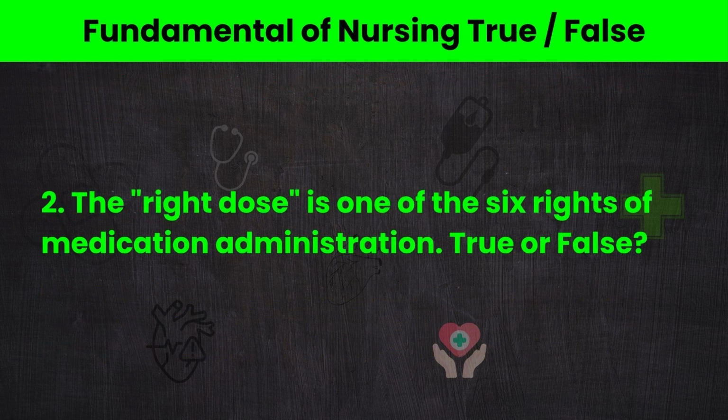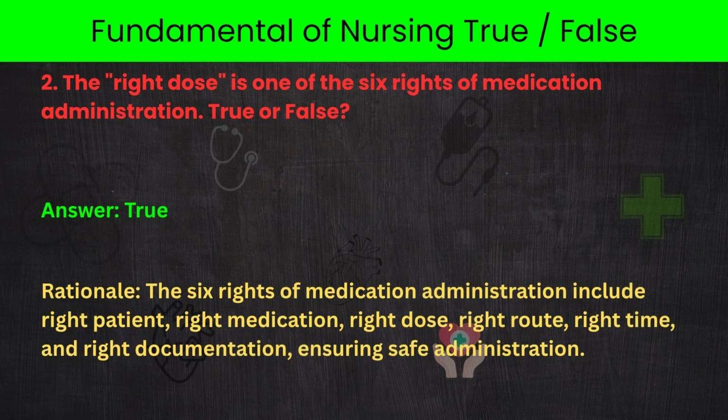2. The right dose is one of the 6 rights of medication administration. True or false? Answer: true. Rationale: the 6 rights of medication administration include right patient, right medication, right dose, right route, right time, and right documentation, ensuring safe administration.